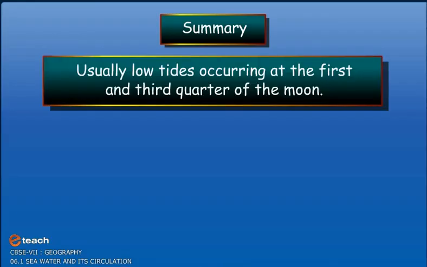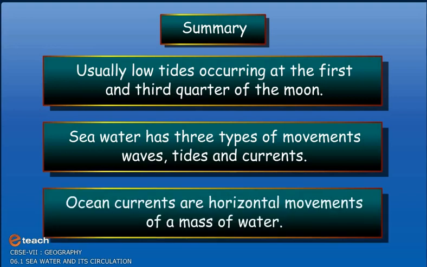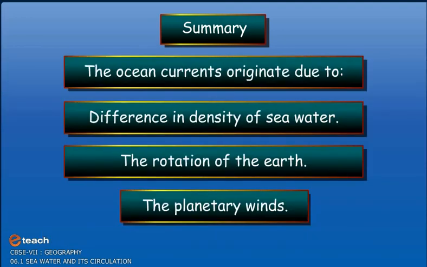Summary. Usually, low tides occur at the first and third quarter of the moon. Seawater has three types of movements: waves, tides, and currents. Ocean currents are horizontal movements of a mass of water. The ocean currents originate due to difference in density of seawater, the rotation of the earth, and the planetary winds.